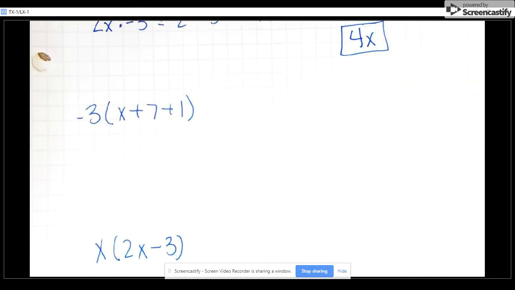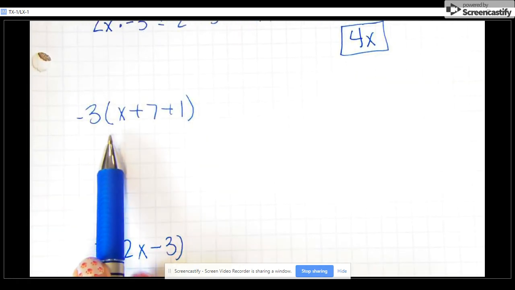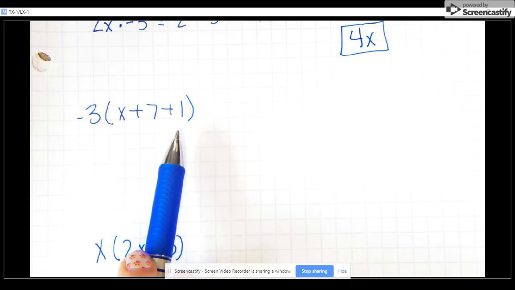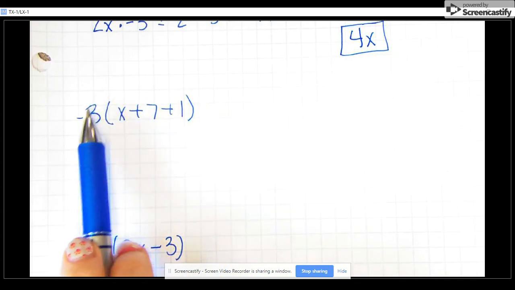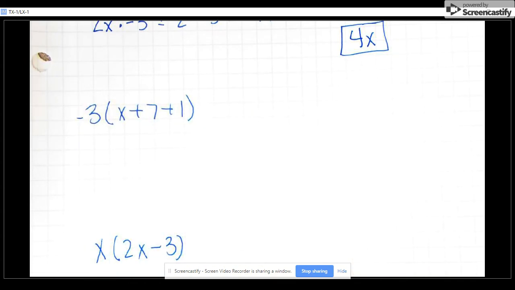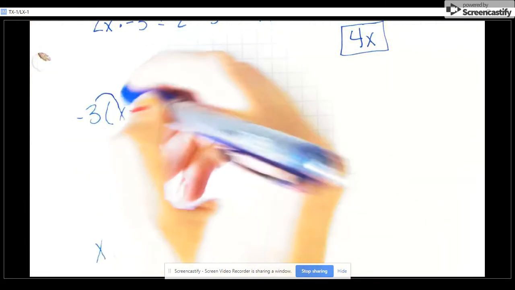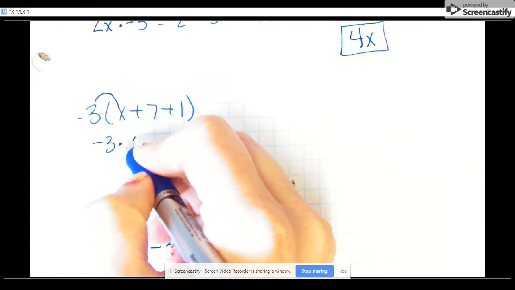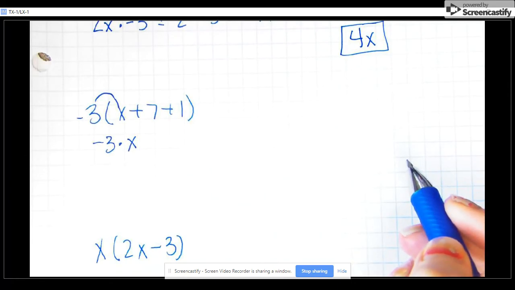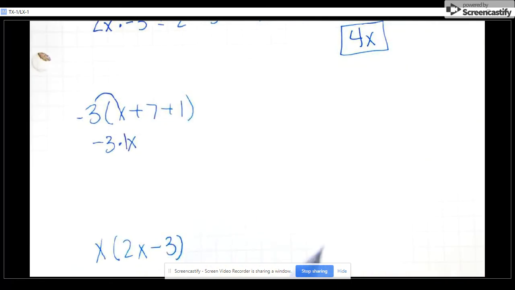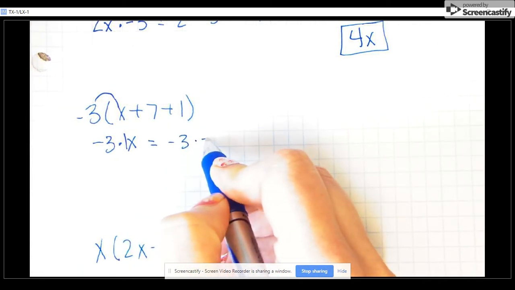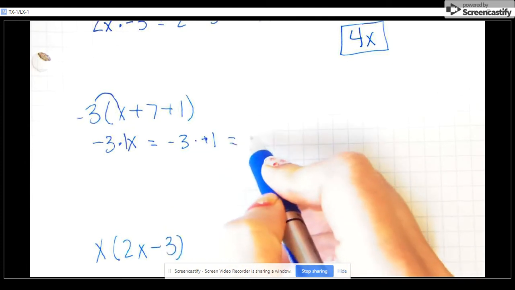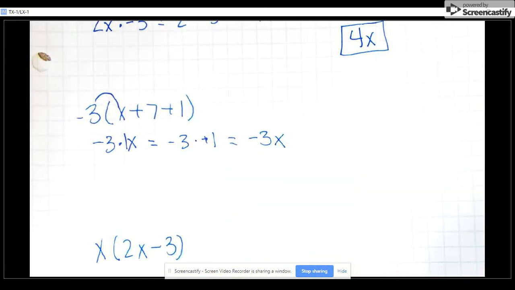Continuing on, I have negative 3 parentheses x plus 7 plus 1. I'm going to take this negative 3 and multiply it by everything inside the parentheses. So negative 3 times x. Again, if there's no number in front of x, I'm going to assume that number is 1. And negative 3 times positive 1 is going to equal negative 3. And I'm going to bring that x along for the ride.